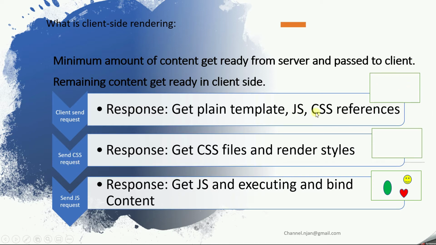Second, our JS and CSS references go out as parallel requests. The CSS gets a response, after that it tries to render styles for the UI. Still our HTML content is not fully ready, so our screen is not showing the contents. After getting the response of JS and JSON data, based on that it will bind the UI. After that we get this screen. So you can see in client-side rendering, only after a couple of requests do we get the content in the UI. This is client-side rendering.